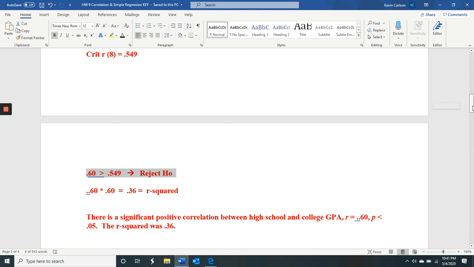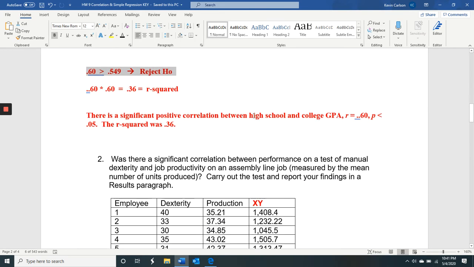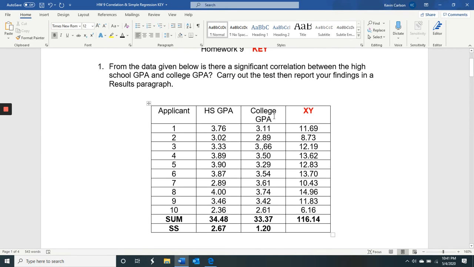And the final bit of calculations is we want to get R squared. R squared is simply our correlation that we calculated multiplied by itself. 0.60 times 0.60 is 0.36. So remember that the interpretation of R squared is that 36% of the variance in college GPA is directly linked to high school GPA.